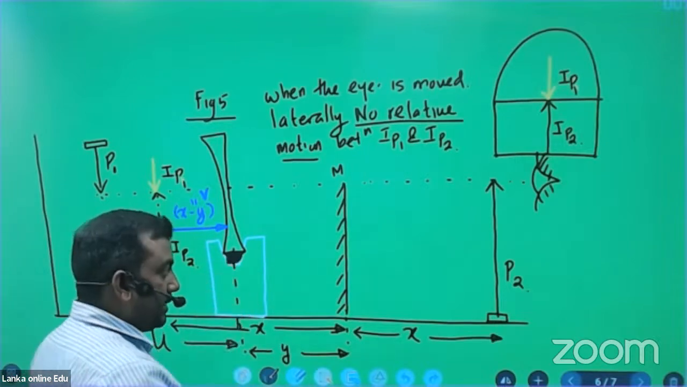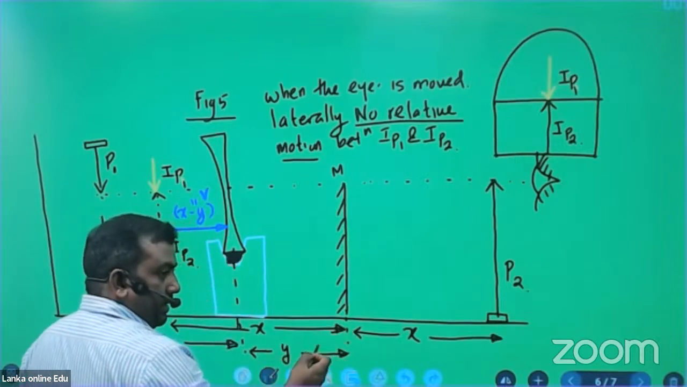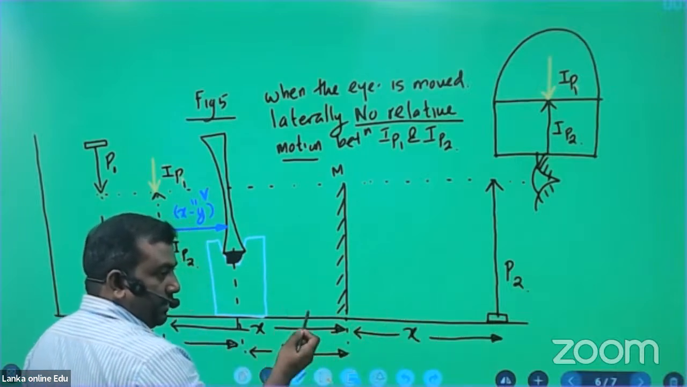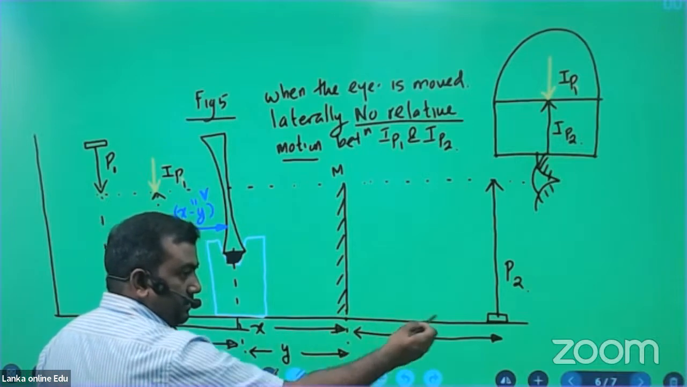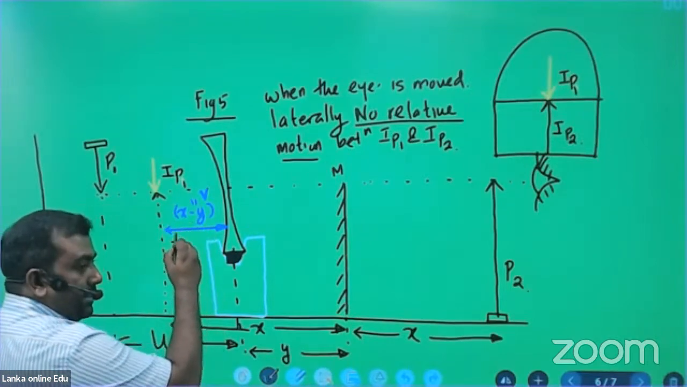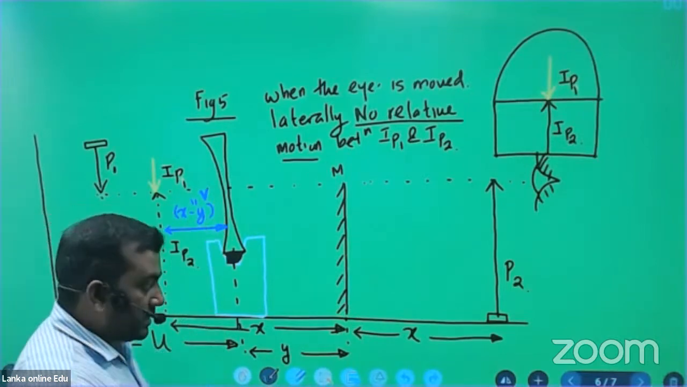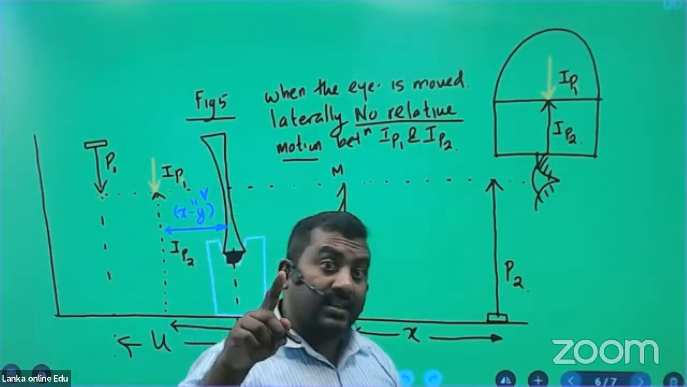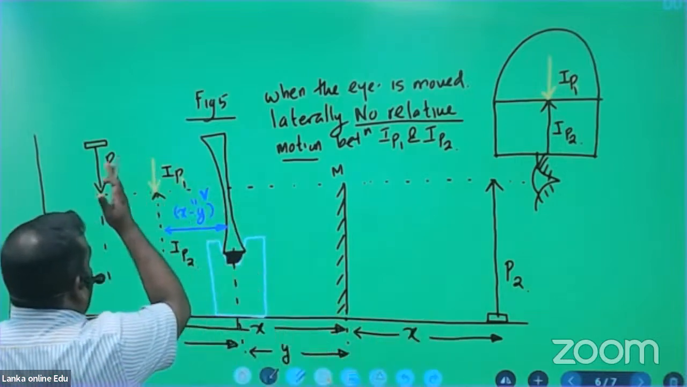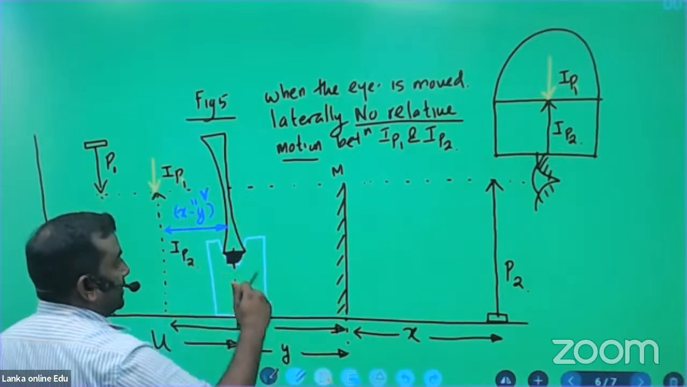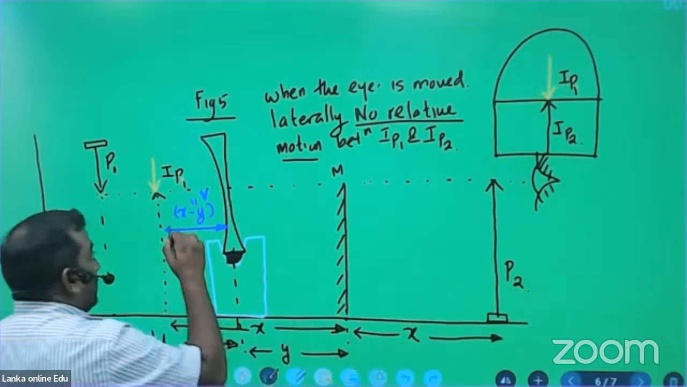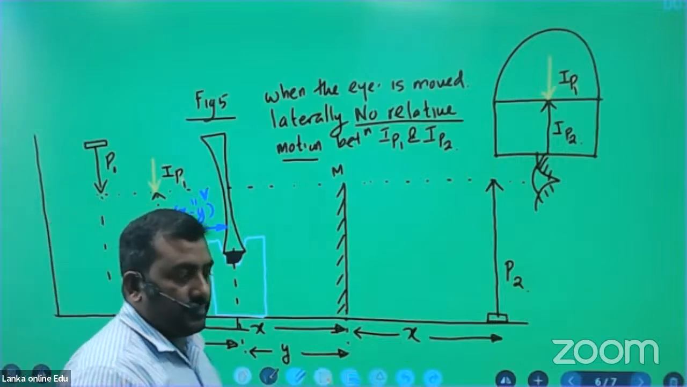Inside brackets: x will change. You can keep this as a fixed distance. Therefore, x minus y will change, because different object distances mean different image distances, so a different pin position for P2. Close brackets.